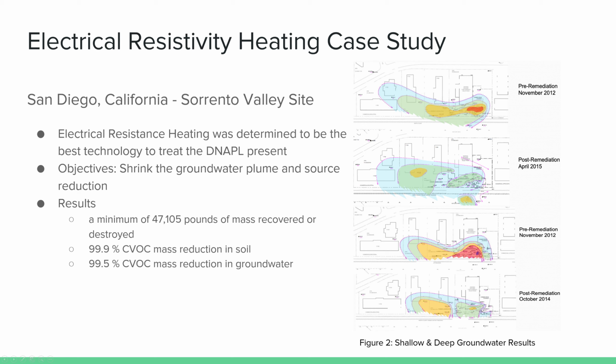Objectives of the remediation are to shrink and stabilize the groundwater DNAPL plume, as well as reduce the mass at the source. It was estimated that a minimum of 47,105 pounds of mass was recovered or destroyed. This resulted in 99.9% CVOC mass reduction in the soil and 99.5% CVOC mass reduction in the groundwater. Figure 2 shows the shallow groundwater results on the top and the deep groundwater results on the bottom.